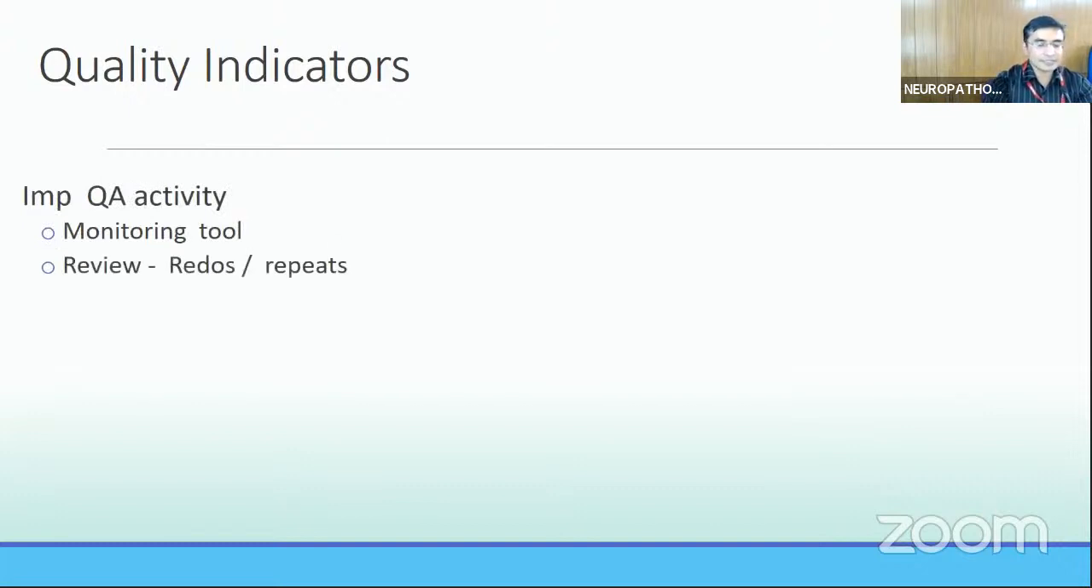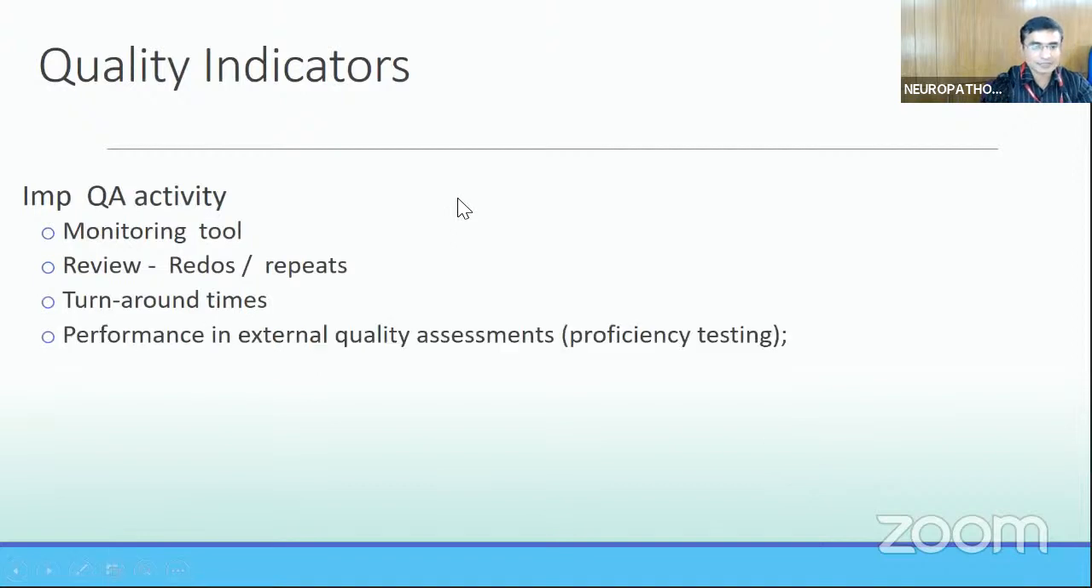So two of the best things you can do for immunohistochemistry would be to track how many times you have redone or repeated it, and what the turnaround time is. All these things are indicators, and also expense calculation. So these two are important quality indicators which you can consider. And most importantly is the result or the performance in EQAS programs. And never forget the results you get.